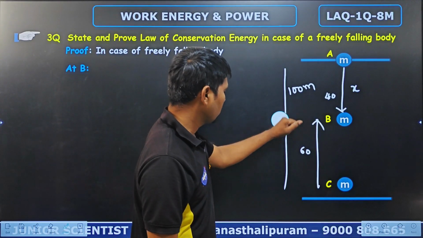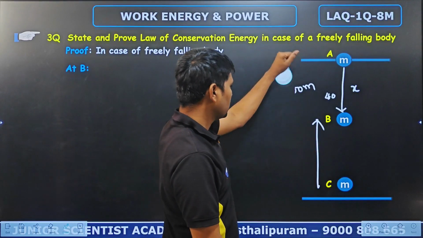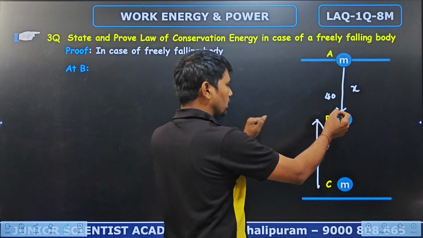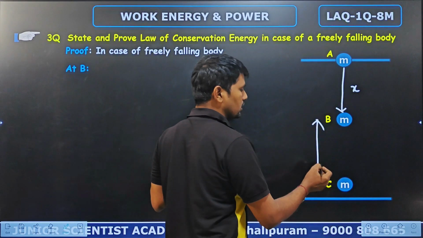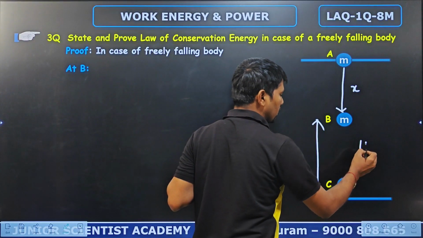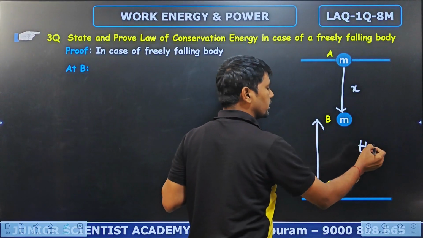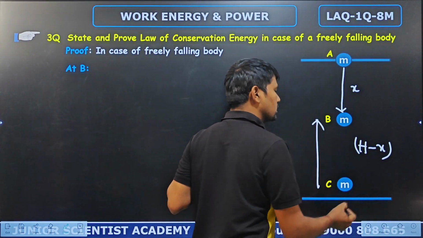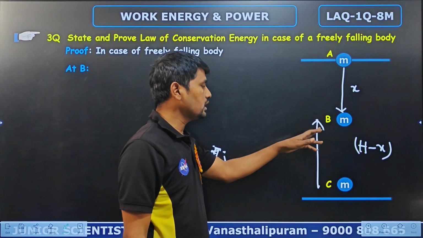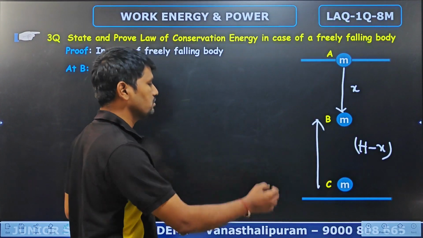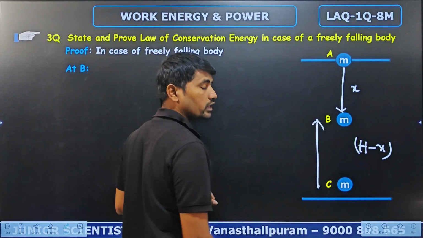Like that, here also we have to subtract the x value from the total height. The total height is h minus the traveled height x. So this is the height. The object is at h minus x at point B.